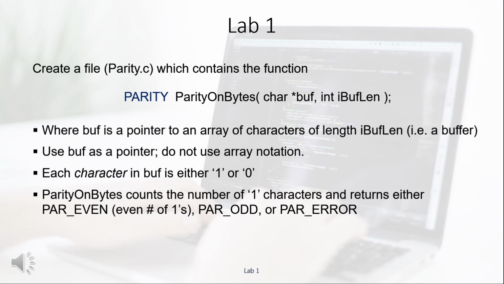Make sure to use buffer as a pointer, not using array notation. The goal here is to practice using pointers. The buffer array is a character array. So instead of storing numbers in this lab, we're going to use ASCII characters, character 1 and character 0. In later labs, we'll convert the function that we write here into one that operates on bits. So this is parity on bytes, just to get the concepts down.